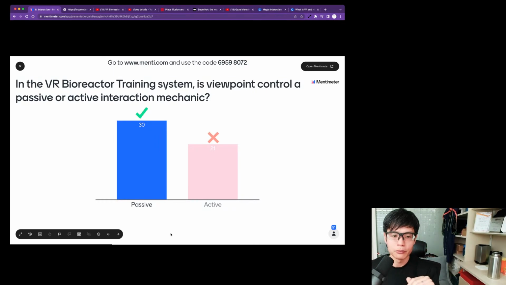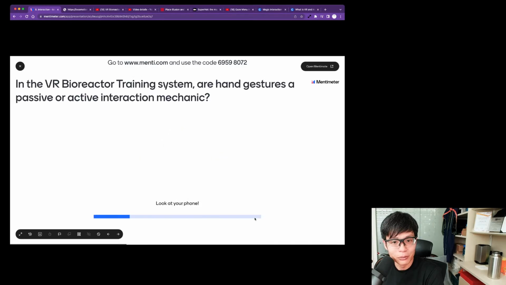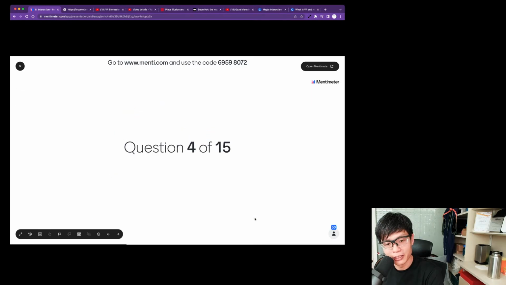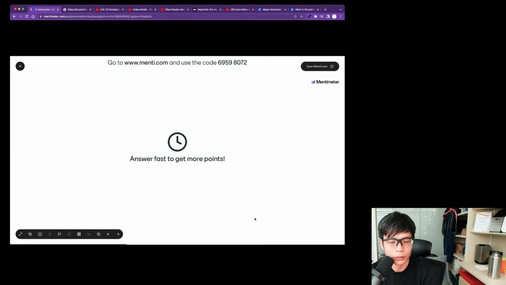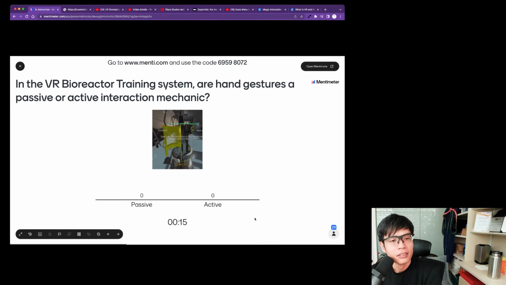If we look at the VR bioreactor, I hope it's obvious what the active one is. Apologize for that, I keep clicking on the wrong thing. So, next question. I think I almost revealed the answer, which is why I was stammering. Just now I asked about viewpoint control, passive or active. After the explanation, hopefully you chose the right answer. In this case, I'm asking about the hand gesture, whether it's passive or active.